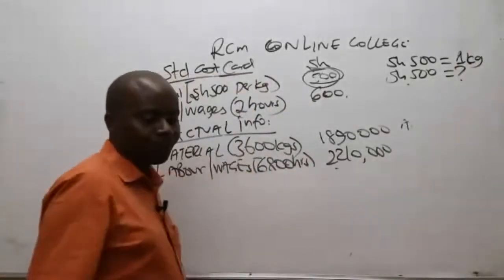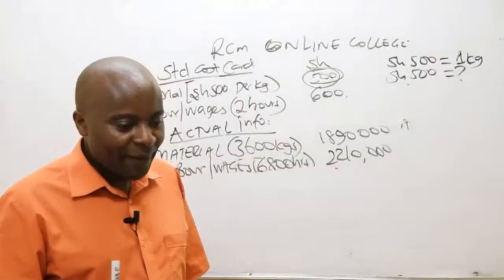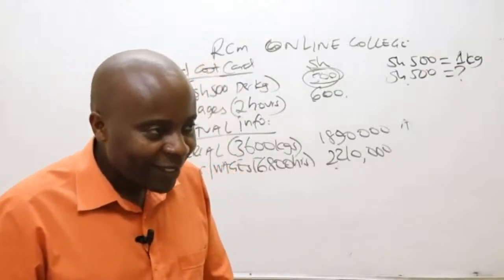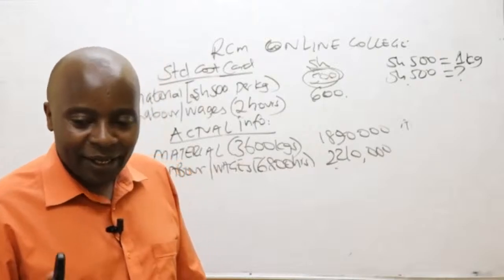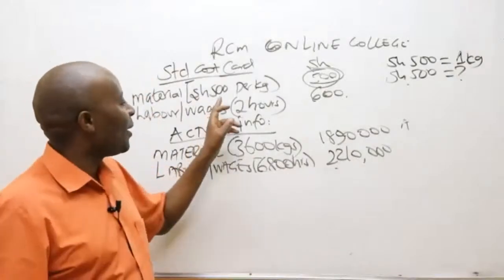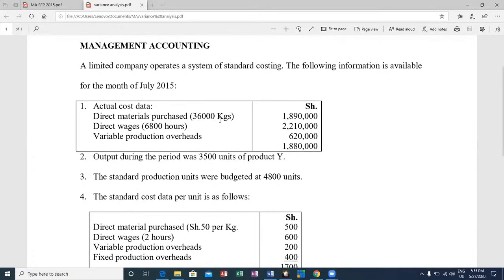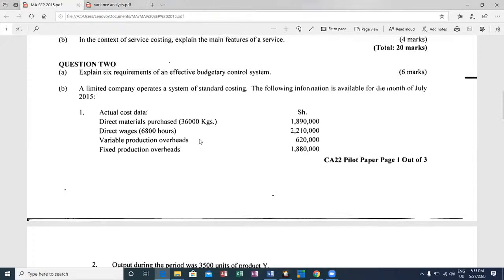Yes. About the 36,000. Yes, ask it loudly. I hope our question doesn't have a problem, but from here we have materials. How many kilograms? 3,600. 36. If you're able to see direct materials purchased from the actual. Is there somebody who has these past papers? At times they also make mistakes here and there.